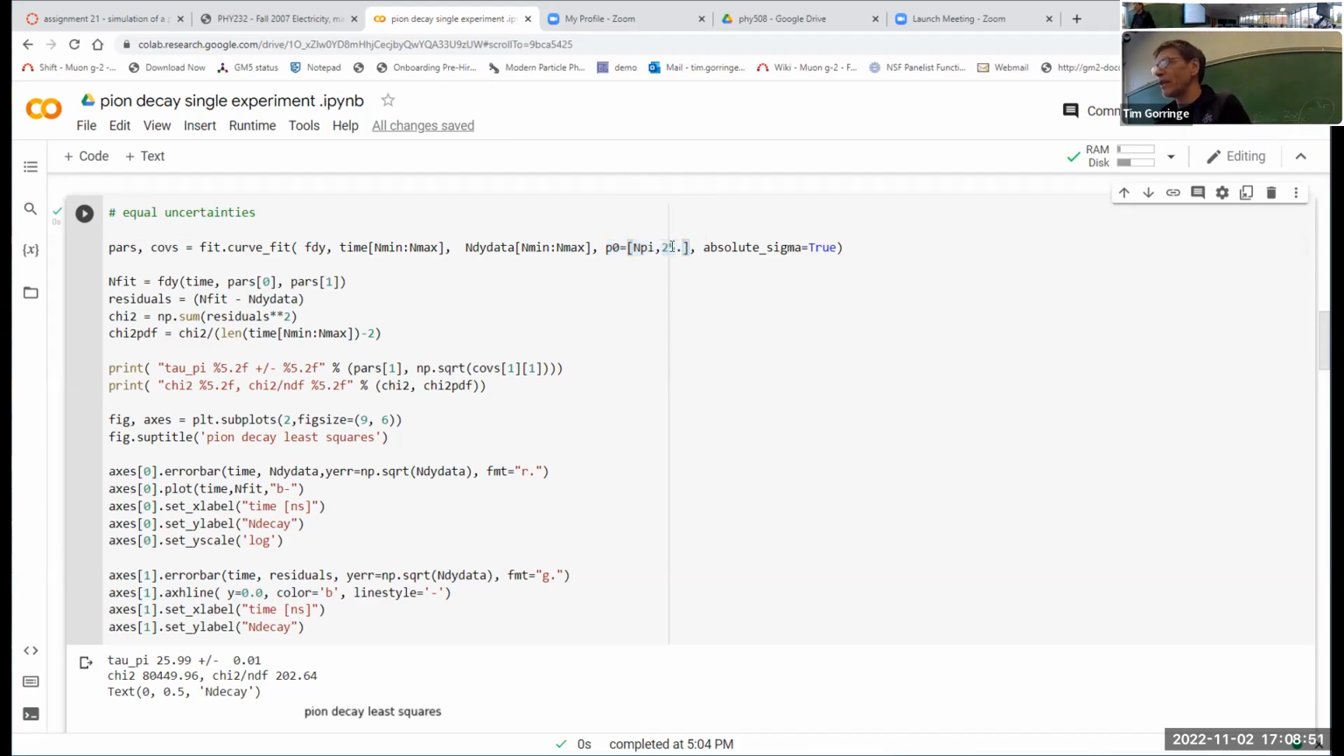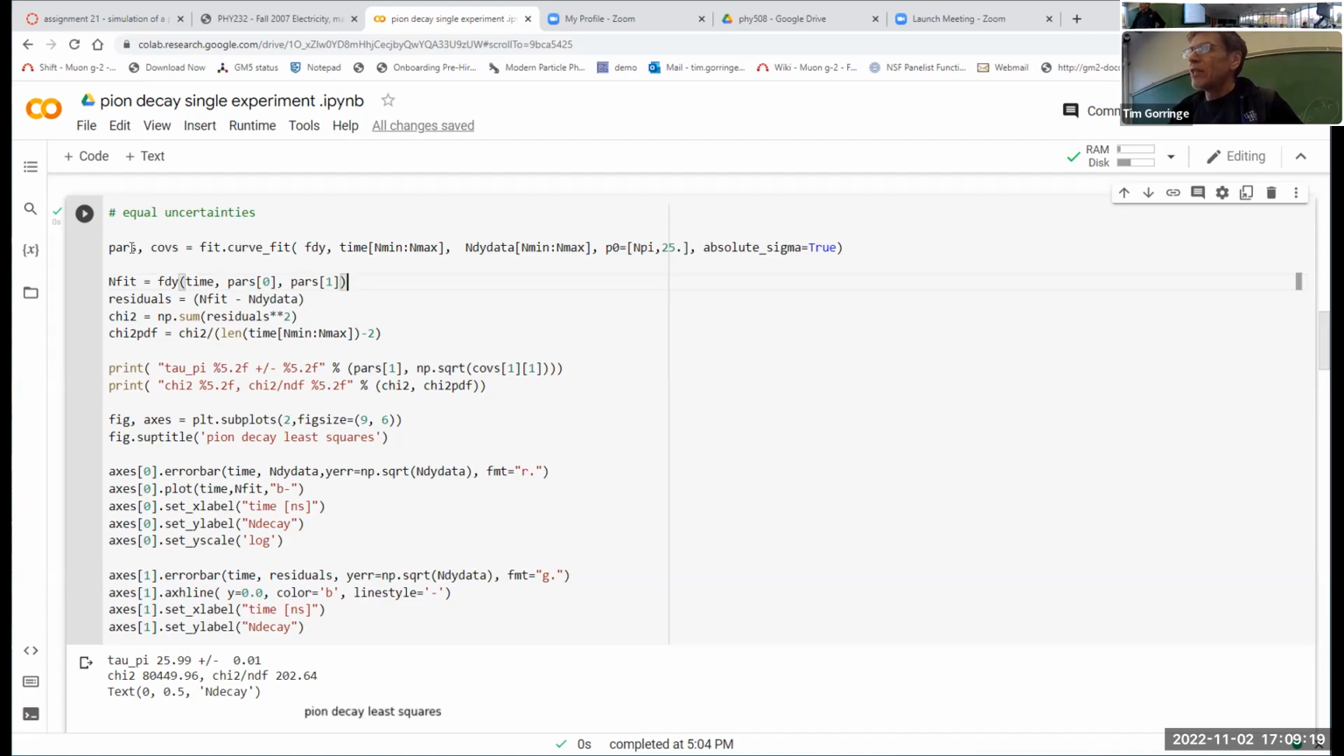Anyway, here I gave some initial guesses. I gave a number for the lifetime that was roughly the lifetime, but I'm pretending I don't know it, so it's not exactly the lifetime. And for the number of pions, I gave some other number. It's actually the number of decays it's got to find, so it's not the right number anyway. So I gave it those guesses.